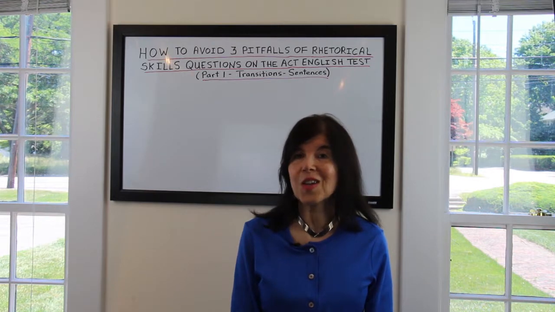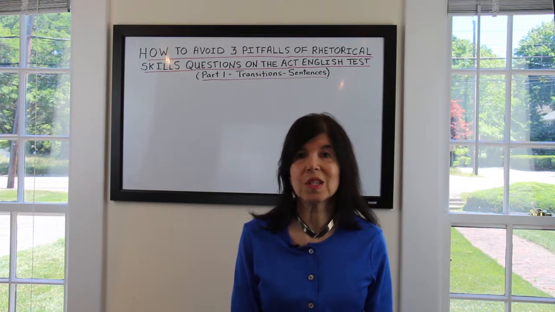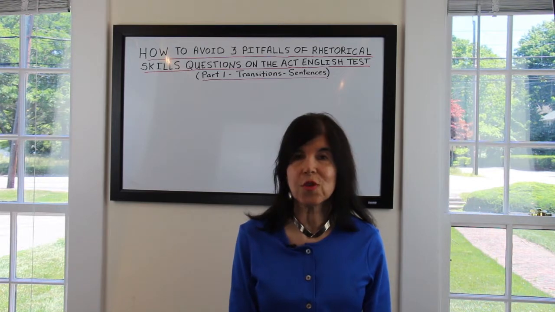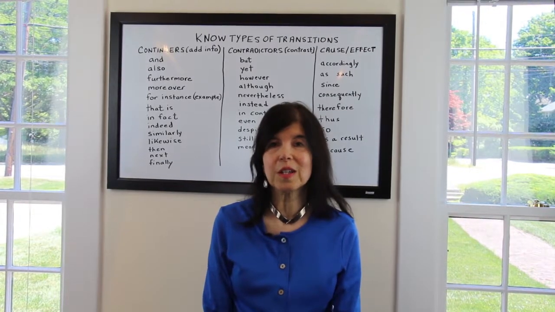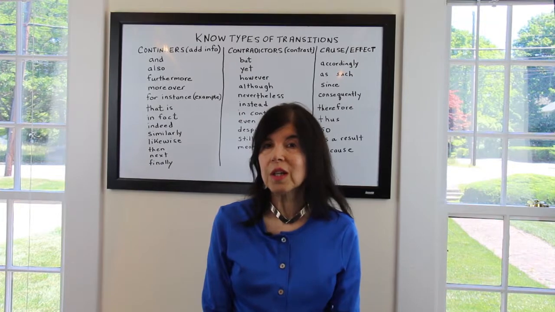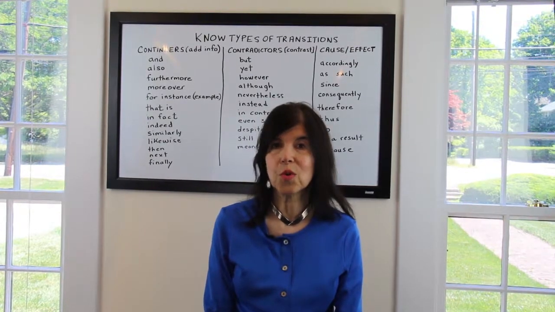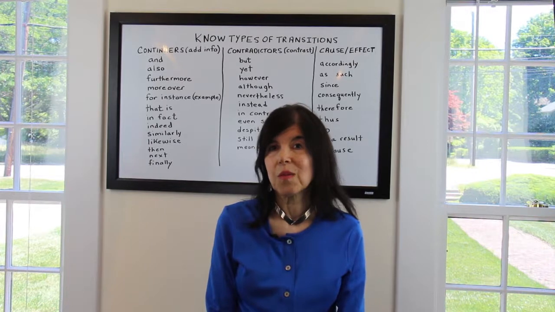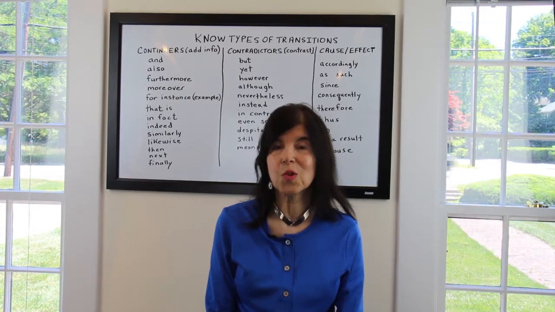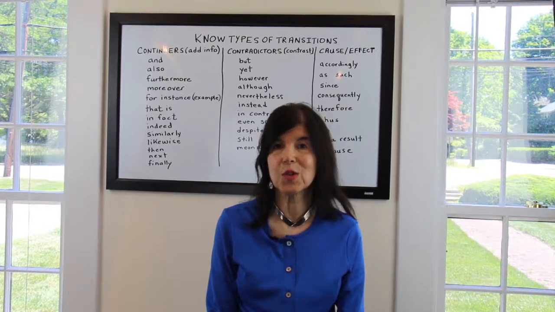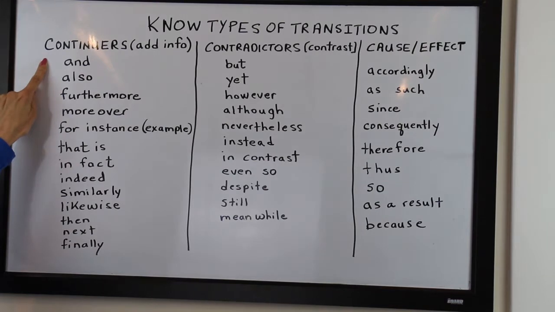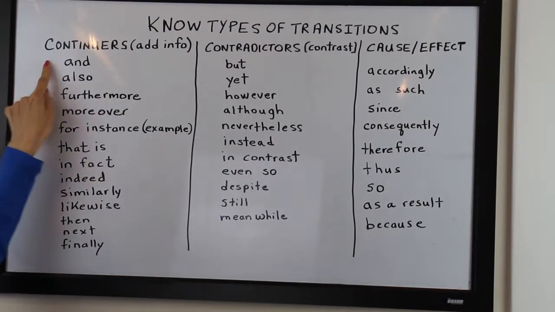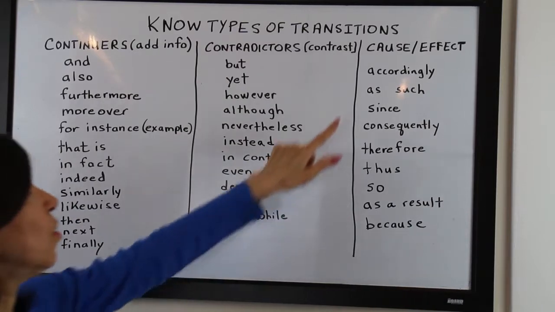Today, we're going to see how to tackle transitions involving sentences. And transitions can be within sentences or connecting sentences. So here's a chart that my students find invaluable, not only to know about transition words, but to help them with answer choices. Once you know the transition words, it makes it much easier to select the right answer choice. So there's 3 types of transition words. 3 categories. There's continuers, contradictors, and cause and effect.